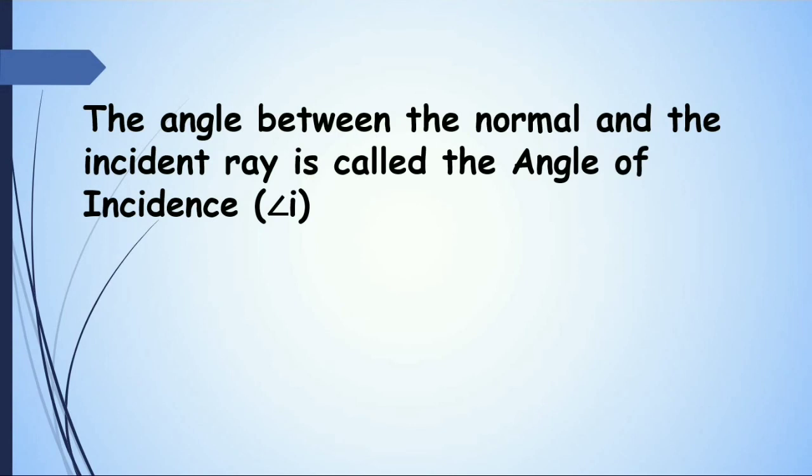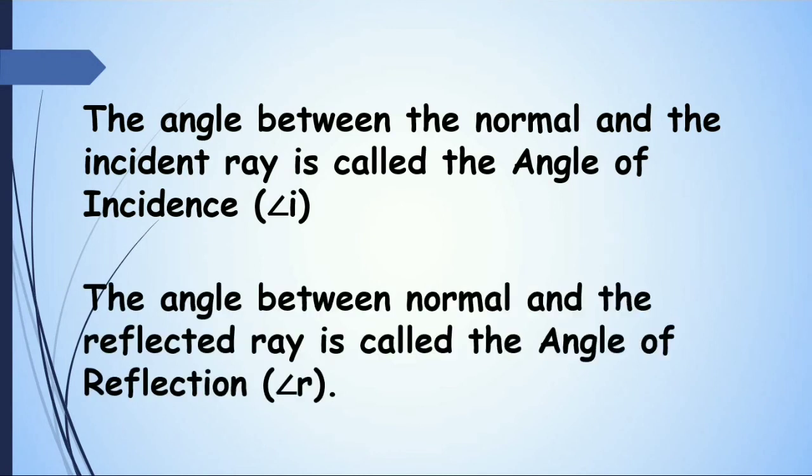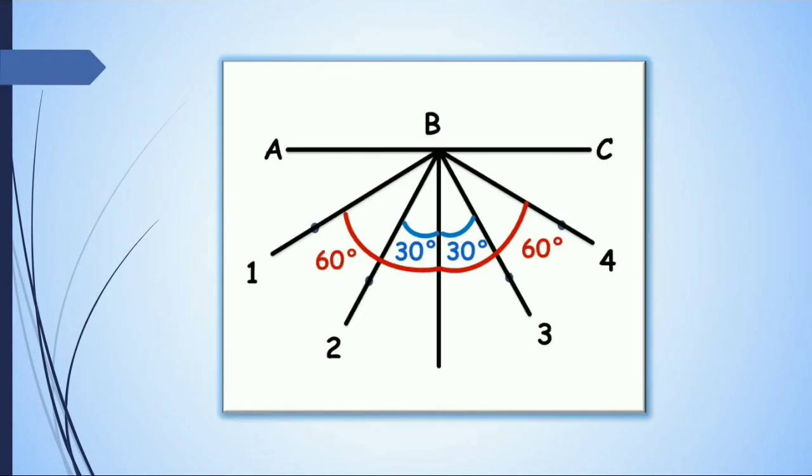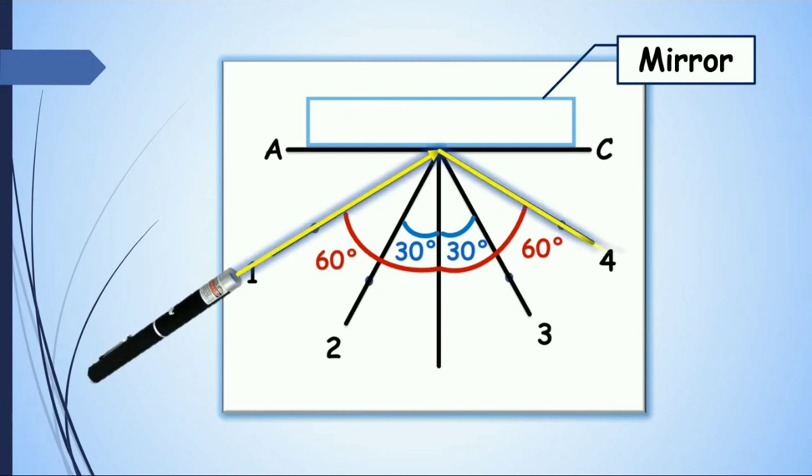The angle between the normal and the incident ray is called the angle of incidence, angle I. The angle between the normal and the reflected ray is called the angle of reflection, angle R. In case 1, the angle of incidence is 60 degrees, and the angle of reflection, angle R, is also 60 degrees, because the reflected ray passes through line 4.